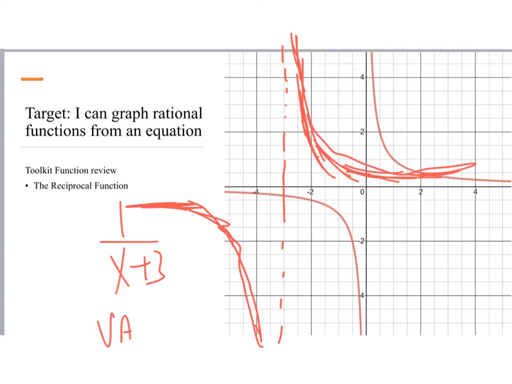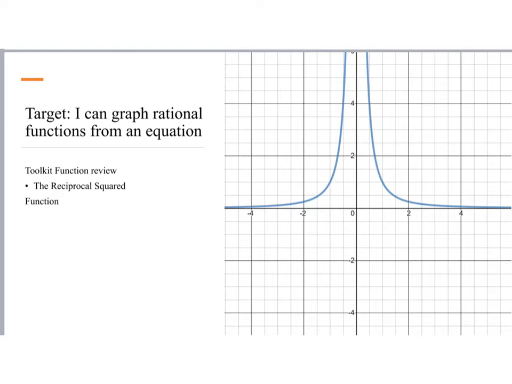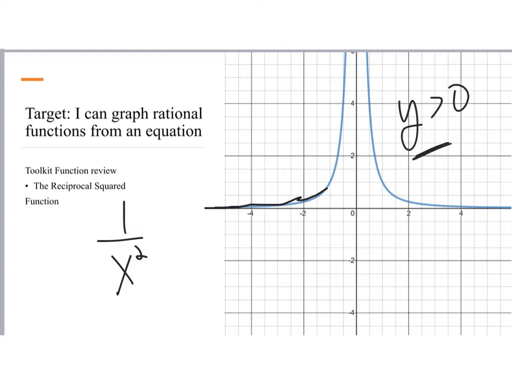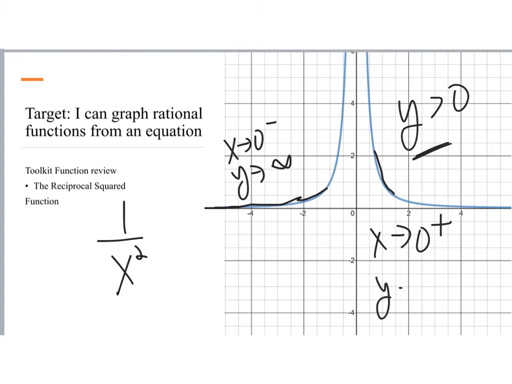So here, there's one other toolkit function we need to look at, and that's the reciprocal squared function, in the form 1 over x squared. It doesn't matter what x is, as long as you square it, it's positive. So the range of this is always y is greater than 0. Sometimes it includes 0, but that's because it's been shifted up or down, and we'll deal with that later. Here, both sides head in the same direction: as x approaches 0 from the left, y approaches infinity, and as x approaches 0 from the right, y approaches positive infinity.